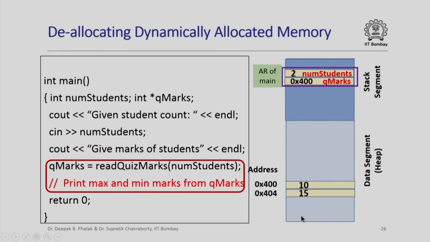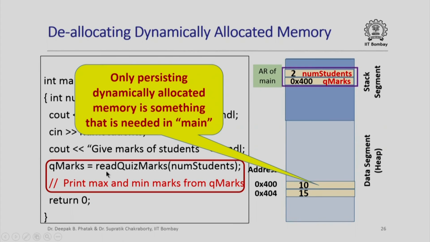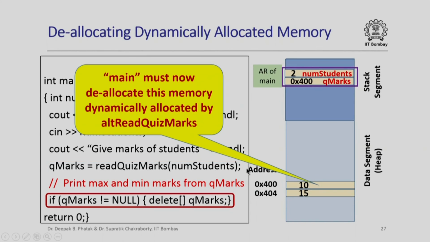So that would take away the dynamically allocated array temp, and now when you come back in the main function, you only have that part of the dynamically allocated memory persisting that you really need, and now it is main's responsibility to deallocate this dynamically allocated memory. This was allocated inside alt read quiz marks, but since alt read quiz marks didn't deallocate it, now main must deallocate it, and this is how main is going to deallocate that array.